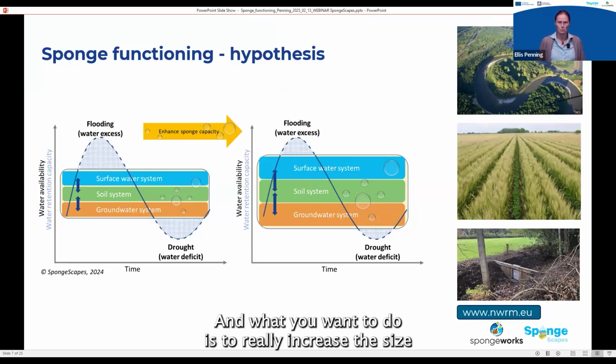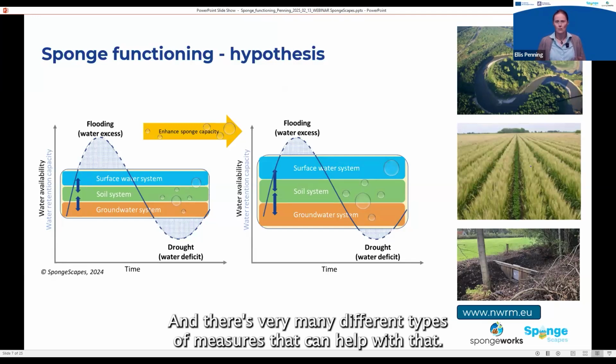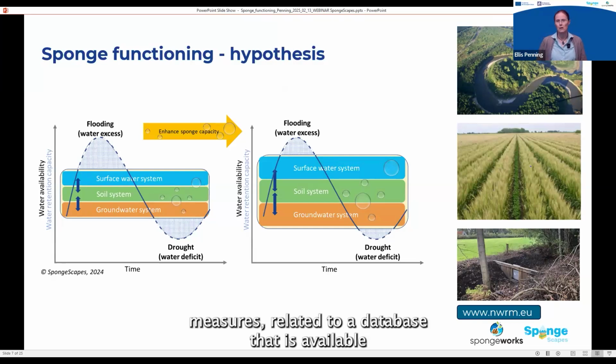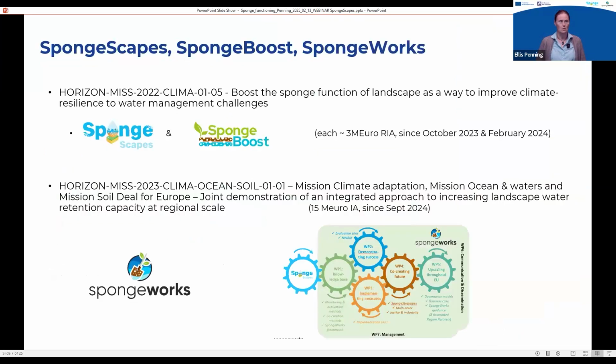And what you want to do is to really increase the size of that sponge in order to accommodate that water that we want to retain in it. And there's very many different types of measures that can help that. And Benoit will later on give you some more examples of them, also related to a database that is available that gives you more inspiration on these types of measures.